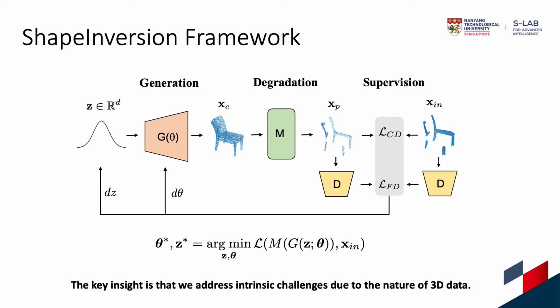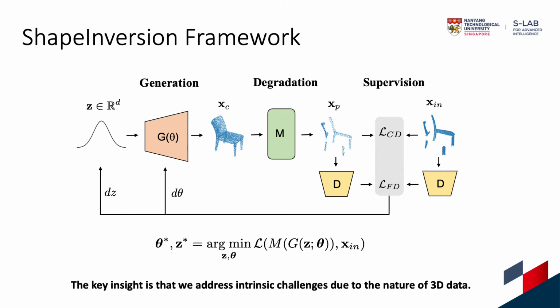The supervision signal includes both Chamfer distance and feature distance between XP and Xin, where the feature distance is computed using the pre-trained discriminator. Shape inversion looks for a latent vector and fine-tunes the generator that best reconstructs the complete output corresponding to the partial input via gradient descent.